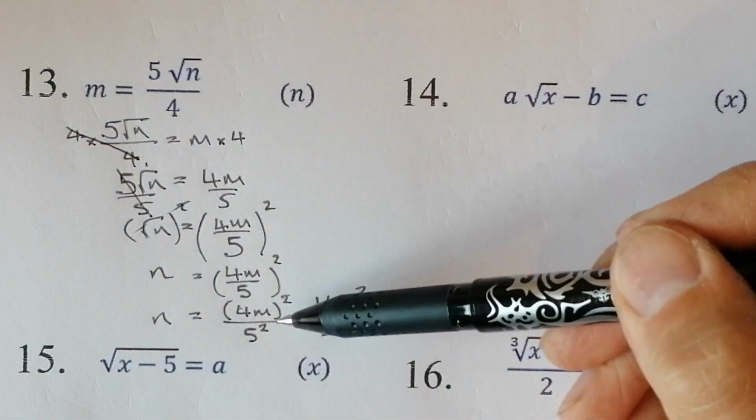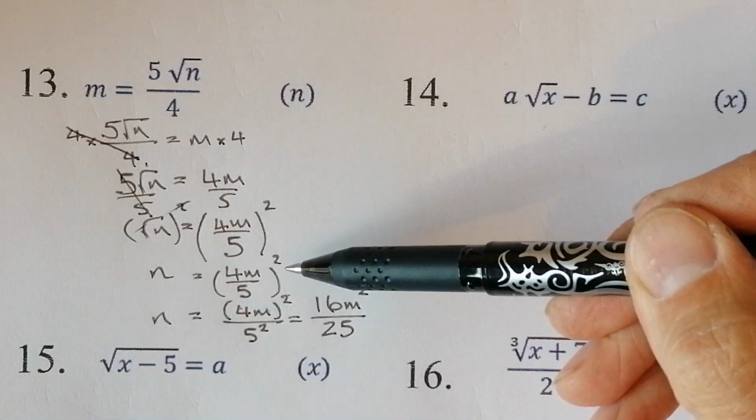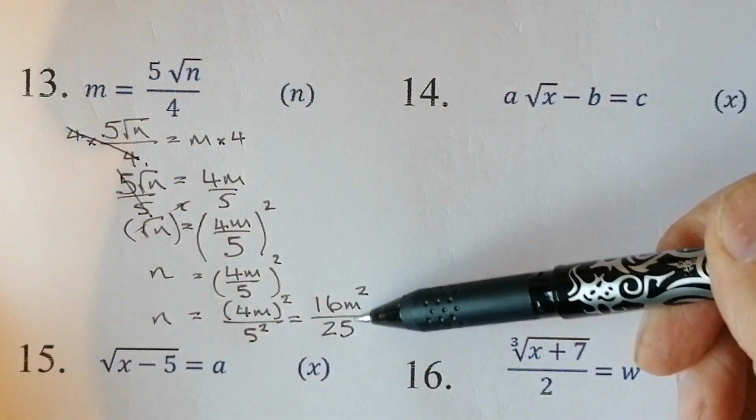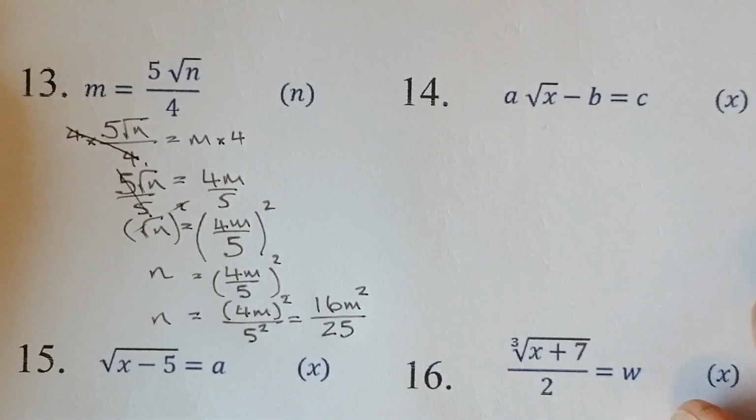Some of these answers are good as well. So that's a good answer. That would be correct, and that would allow us to work out what n is equal to if we knew what m was. There's another way that we could write that formula.